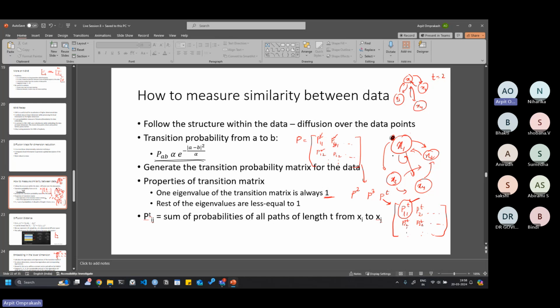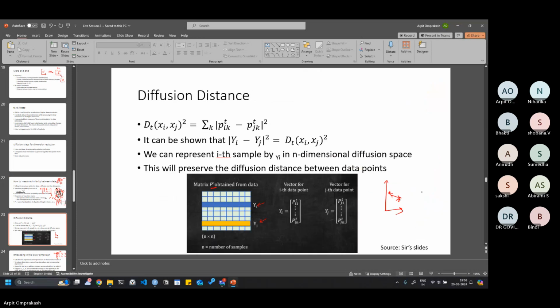So for example, if t is 3, then we can go from here to here in one step, one step, one step. This will be one path. Another path will be here, here, and then back again. Another path might be here, here, and then back to here. So the value that you get here will be the sum of the probabilities of all such paths of length t. Okay. So diffusion distance in higher dimension is given by this. The t value is something that you choose. Mathematically, it can be shown that the rows of the matrix P^t are basically equal to the diffusion distance in higher dimensions.